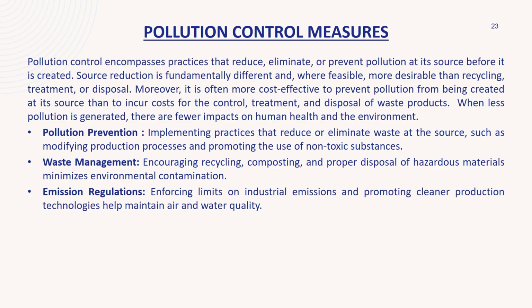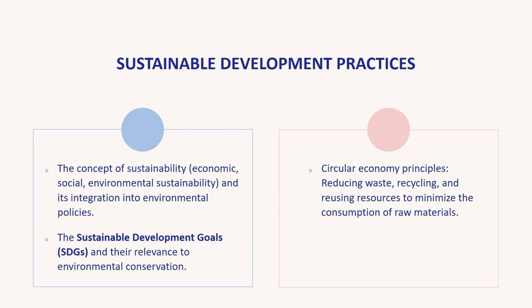That is pollution prevention: implementing practices that reduce or eliminate waste at the source, such as modifying production processes and promoting the use of non-toxic substances. Next is waste management: encouraging recycling, composting, and proper disposal of hazardous materials to minimize environmental contamination. And emission regulations: enforcing limits on industrial emissions and promoting cleaner production technologies help maintain air and water quality.